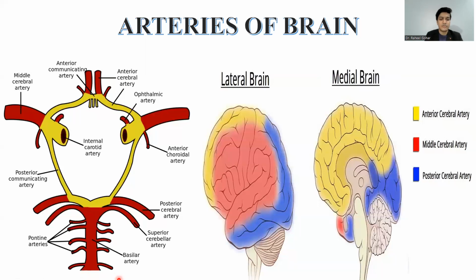And posteriorly we have two vertebral arteries which combine to form the basilar artery. Here this is the basilar artery. Then the basilar artery finally divides into the posterior cerebral arteries. So this is the posterior circulation, this is the anterior circulation.